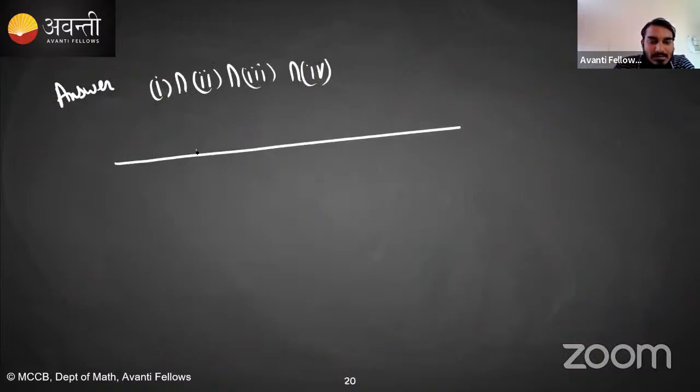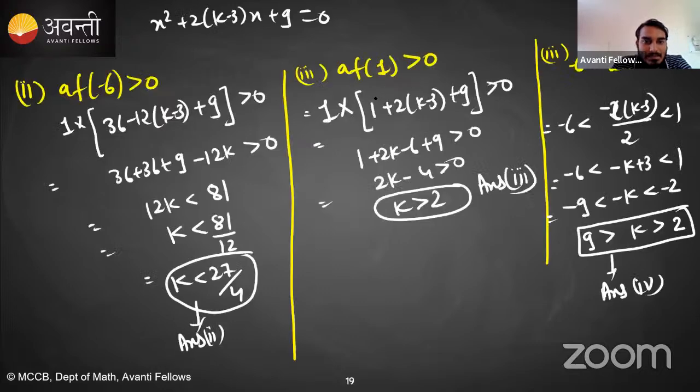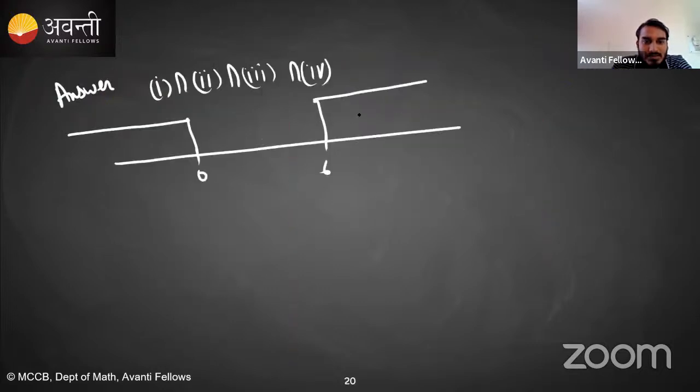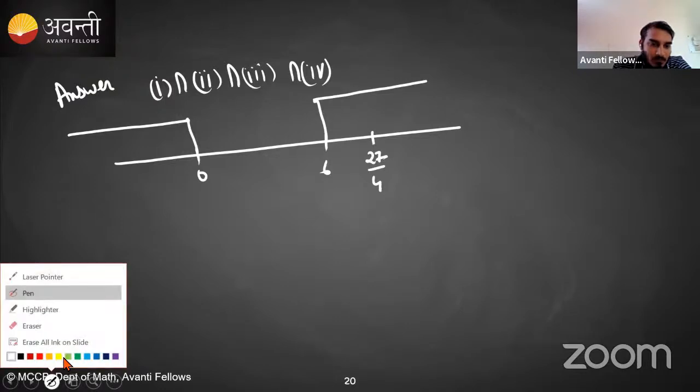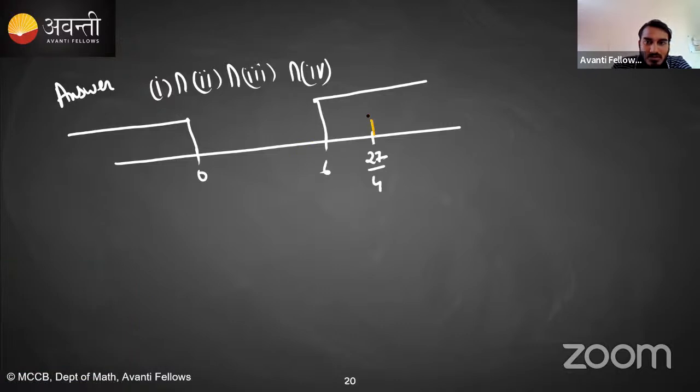Okay, let's say this is 0, this is 6. So one of the answers is from 0 to 6. Another is saying that k is less than 27 by 4. This is 27 by 4. K should be less than 27 by 4. Okay.